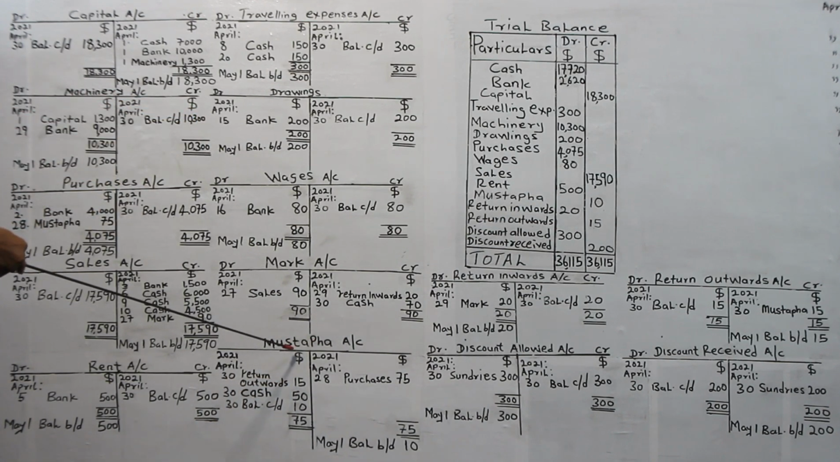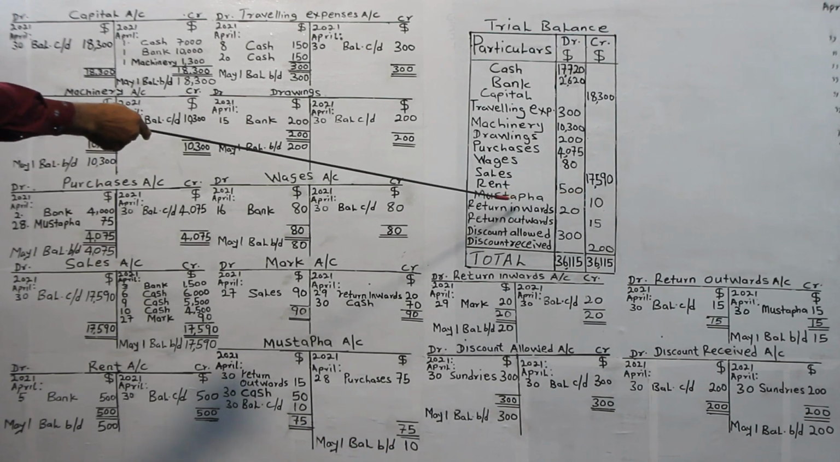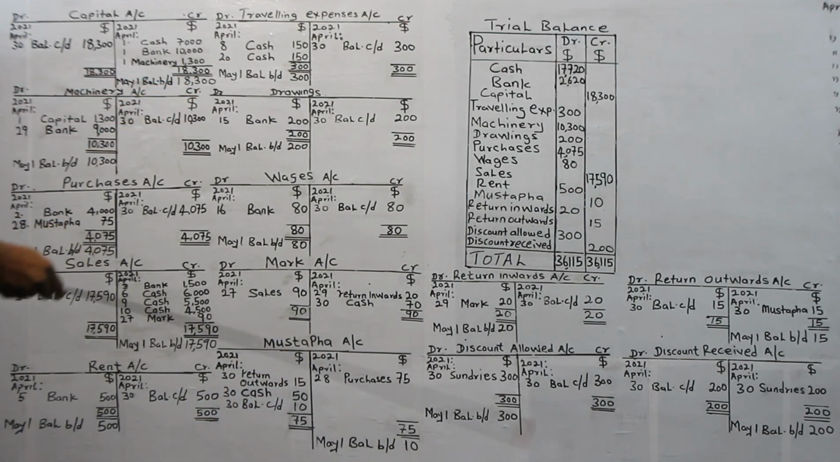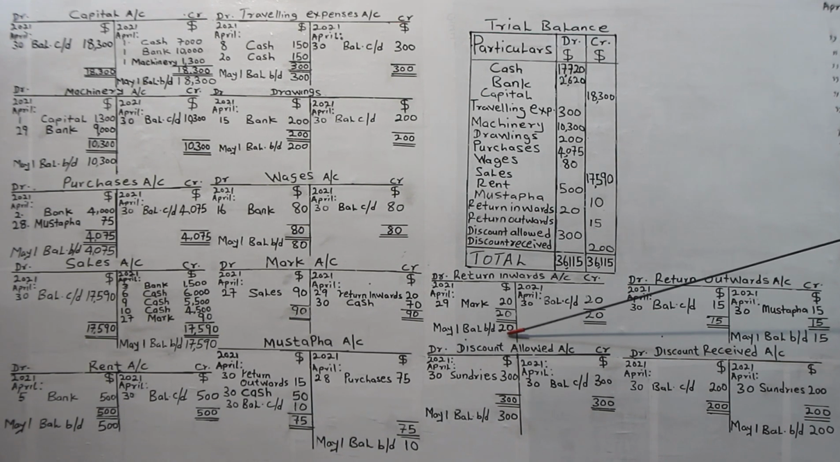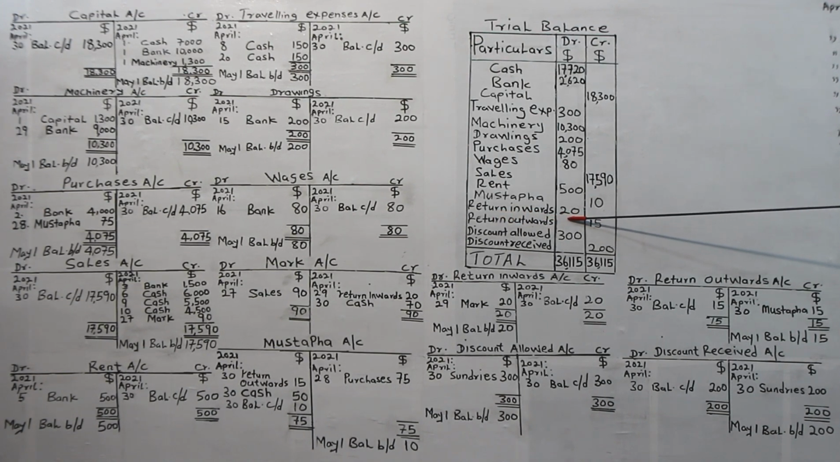Then we have Mustafa's account. Mustafa's account has a balance brought down of $10. So we take Mustafa's account to the trial balance and place the figure $10 on the credit side. We have the return inwards account. The balance brought down is 20 on the debit side. So we place the return inwards account on the debit side of the trial balance, 20.